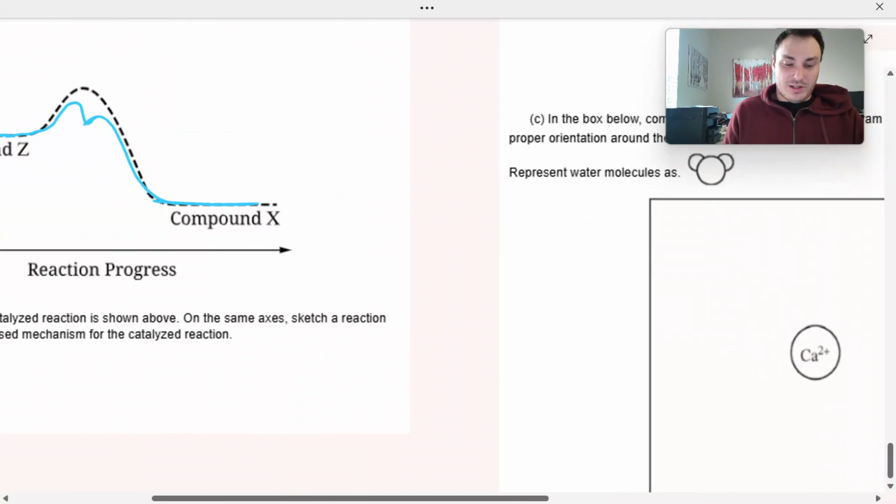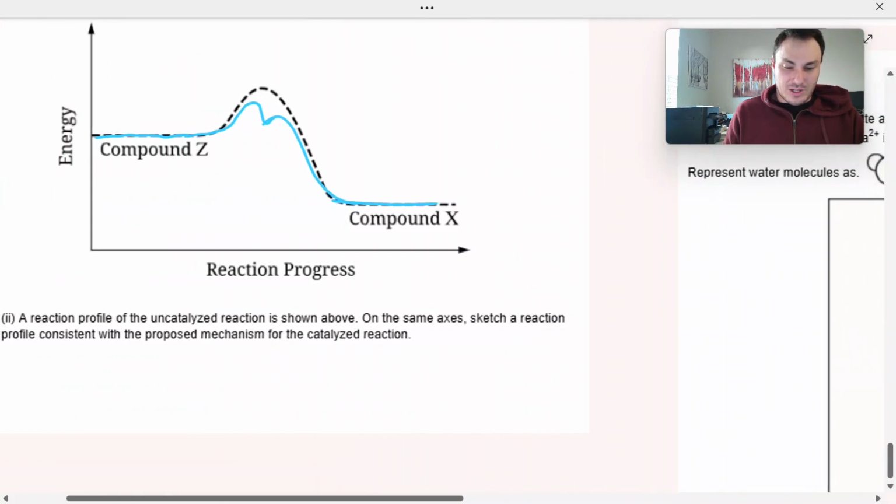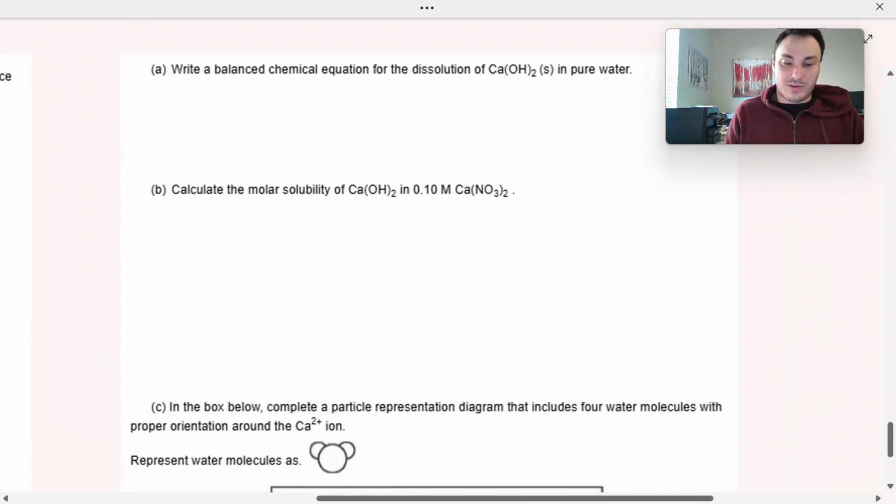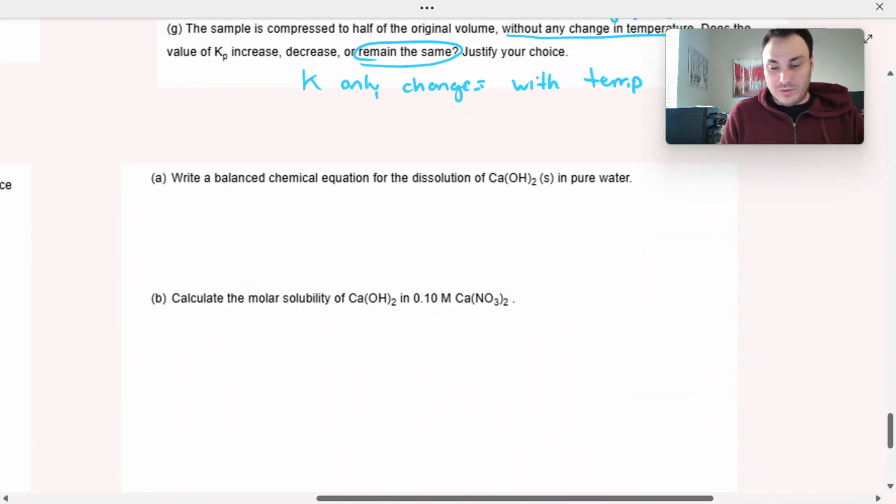All right, we're moving on to the second FRQ. Write the balanced chemical equation for the dissolution of calcium hydroxide in pure water.